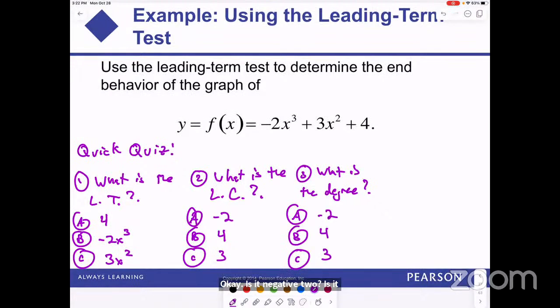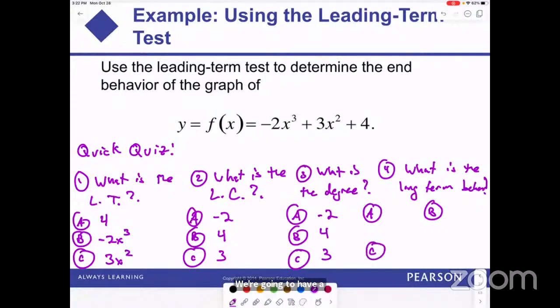And then last question, number 4. What is the long-term behavior? Kind of writing shorthand there. We're going to have A, B, C, and D. So is it up to the right, up to the left? Is it up to the right, down to the left? Is it down to the right, up to the left? Or is it down to the right and down to the left?